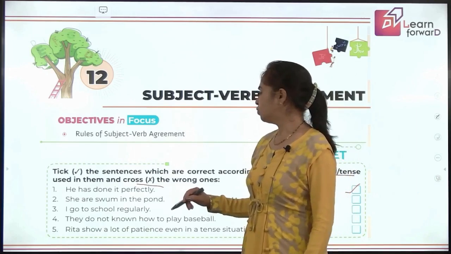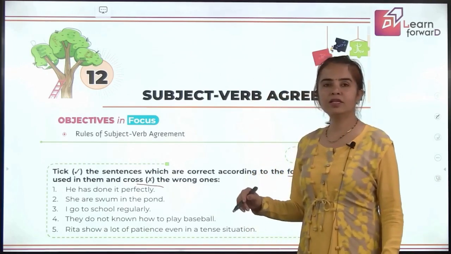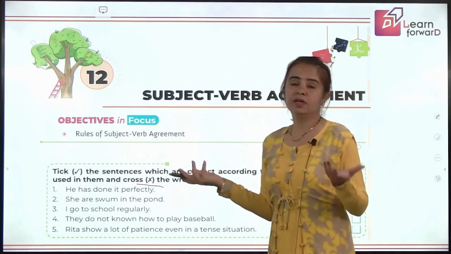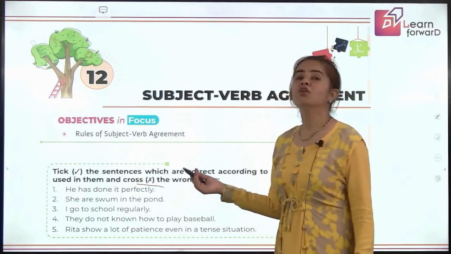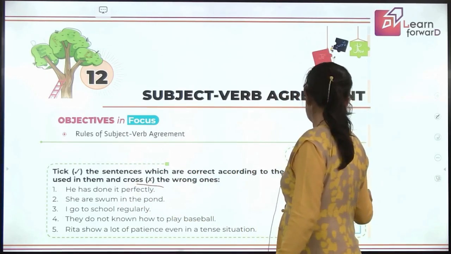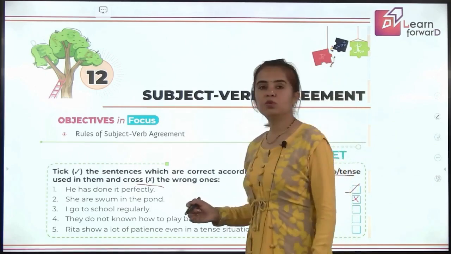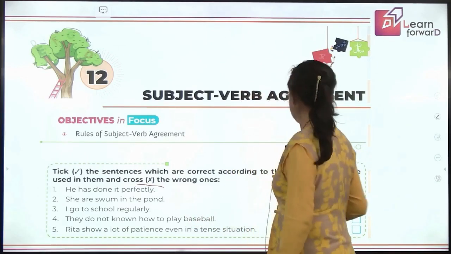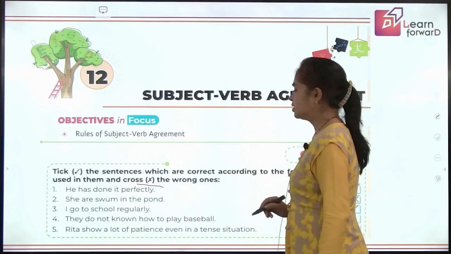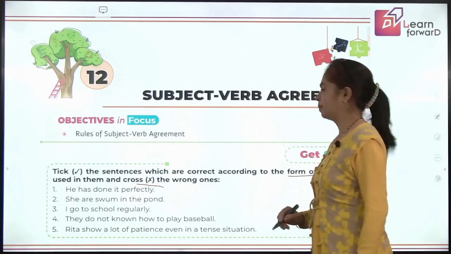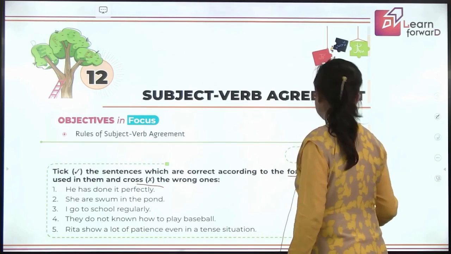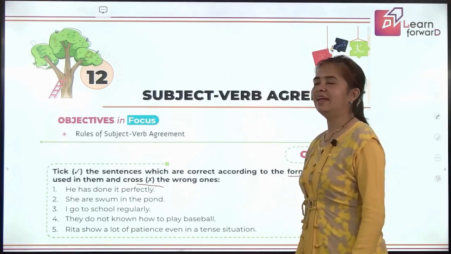She swam in the pond. What is this? We are using verb, but it's not giving any sense. It's not in its correct form. So this is wrong. Next, I go to school regularly. Perfect, right. Next, they do not know how to play baseball. Is it correct? Yes, fine. How about saying they does not go? It will be wrong. Good.